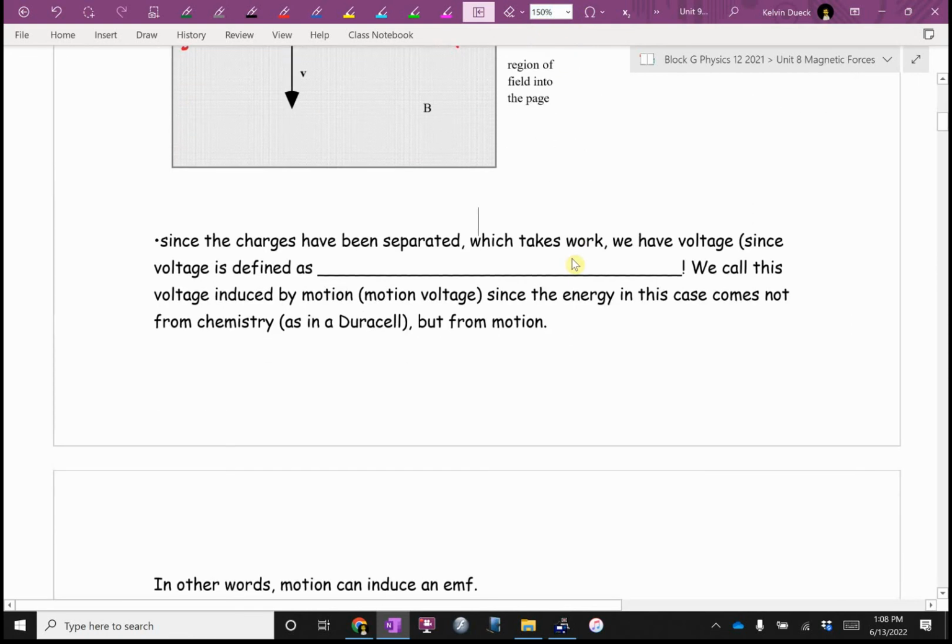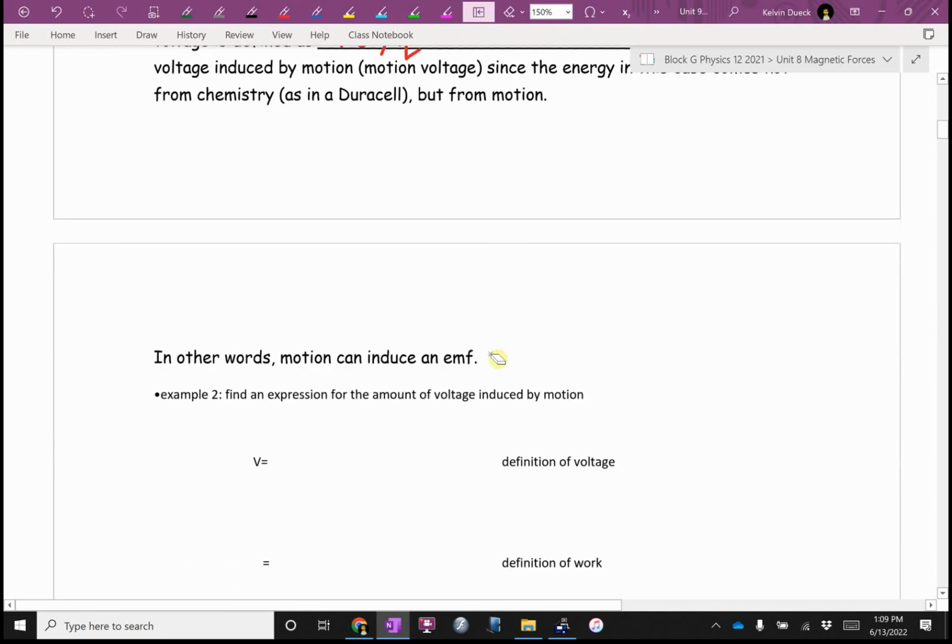Since charges have been separated, which takes work, we have voltage, since voltage is defined as potential energy per charge. This is sort of like lifting up a mass. You stored potential energy, except here we've separated charges. But remember I told you voltage was kind of like height. We call this voltage induced by motion, motion voltage, because the energy in this does not come from chemistry like in a Duracell battery, but from motion. In other words, motion can induce an EMF. Motion can induce a voltage.